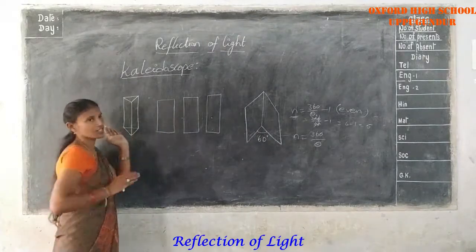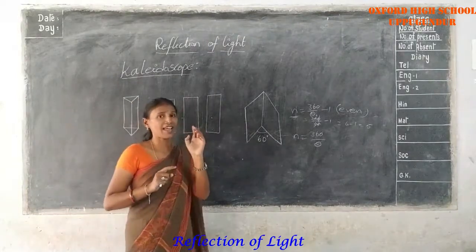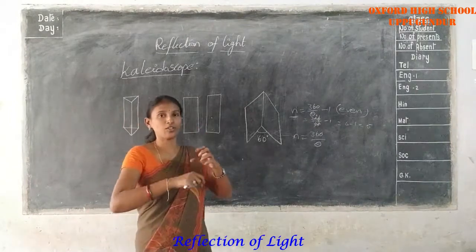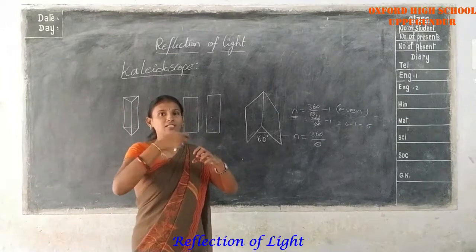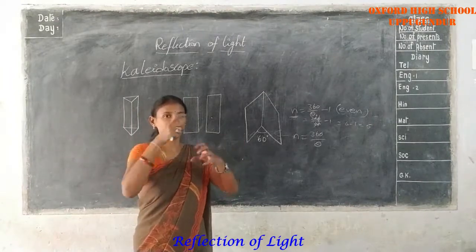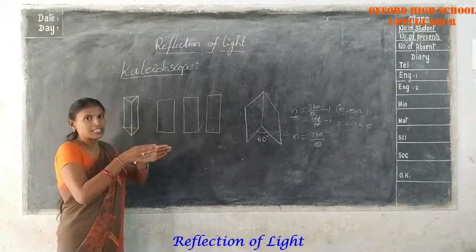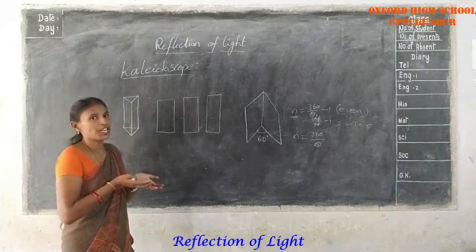So the three mirrors are arranged in the triangular shape. You fix the three mirrors using rubber bands. You keep the rubber bands on, and automatically the three mirrors are fixed in a triangular shape.